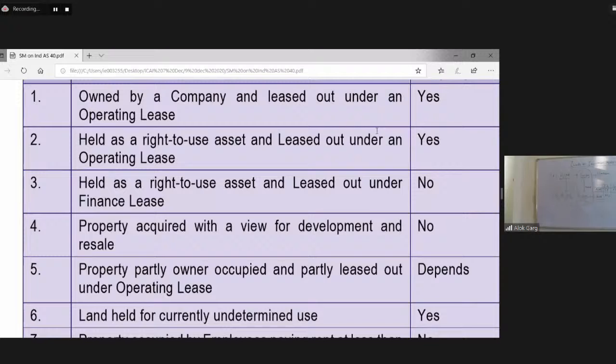Property acquired with a view for development and resale. So the company has purchased a property and the objective is to renovate that property, develop that property and sell that property. So in that case, it will be considered as an inventory under IndAS 2, or it could be an asset held for sale under IndAS 105. Okay. Question number 5.